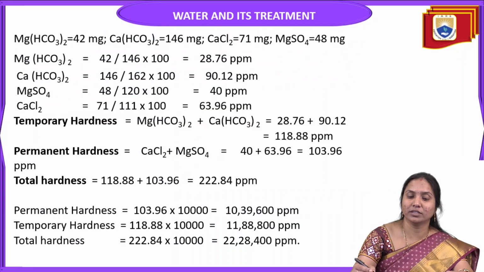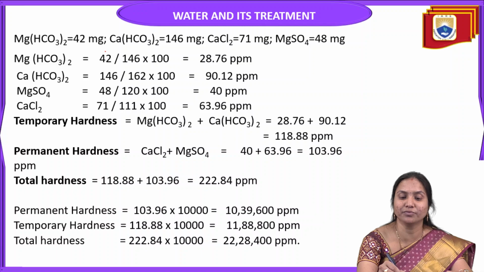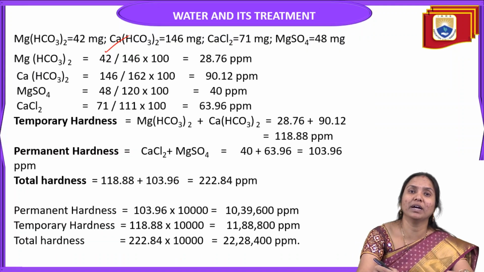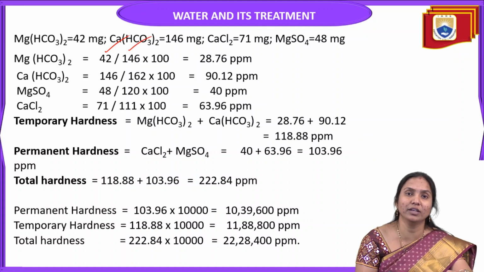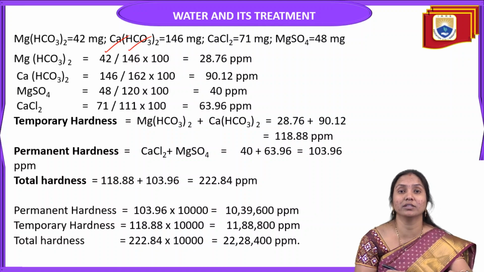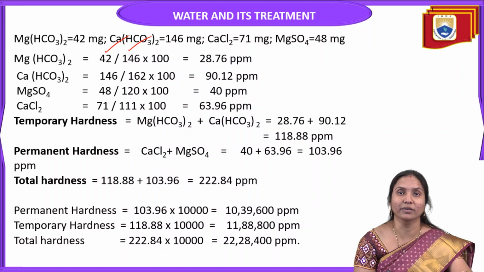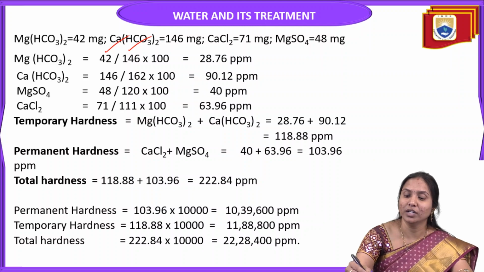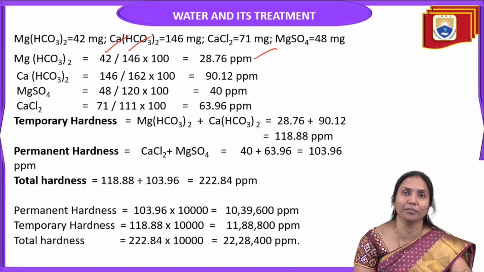So now we'll convert magnesium bicarbonate. The weight of magnesium bicarbonate is 42 and the molecular weight is 146. What is the formula we are using here? Weight of hardness causing salt by molecular weight of hardness causing salt, into 100. So the weight is 42 and the molecular weight is 146, into 100. So it is equal to 28.76 ppm.